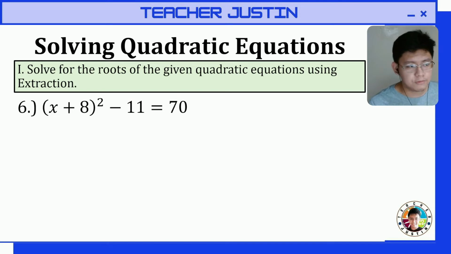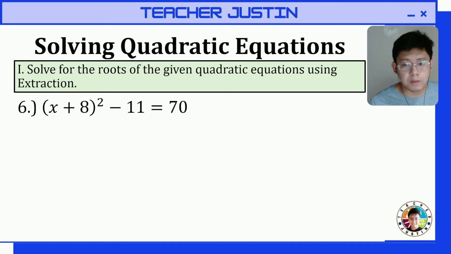So, ang first step natin dito is ma-isolate yung ating variable x because we're applying extraction. So, para ma-isolate natin yung variable x natin, we have to remove negative 11, positive 8, and itong exponent na 2. So, para matanggal yon, unahin natin yung constant natin na negative 11.